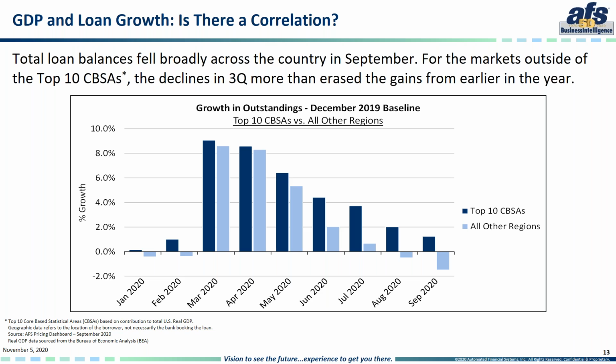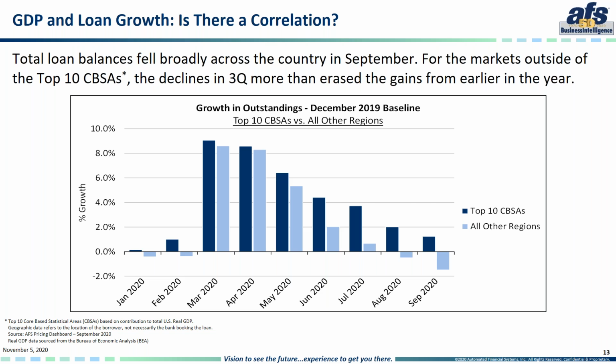For the markets outside of the top 10 CBSAs, the declines in 3Q more than erased the gains from earlier this year. It will be interesting to see if the markets outside of the top 10 CBSAs are able to reverse course during the fourth quarter and move into positive territory, closer to the growth rate of the top 10 CBSAs. We know that our pricing service has the data to help you find where loan growth is occurring and can help you pinpoint where opportunities exist in today's ever-changing markets. This is something that we will continue to watch and report in our upcoming webcasts.